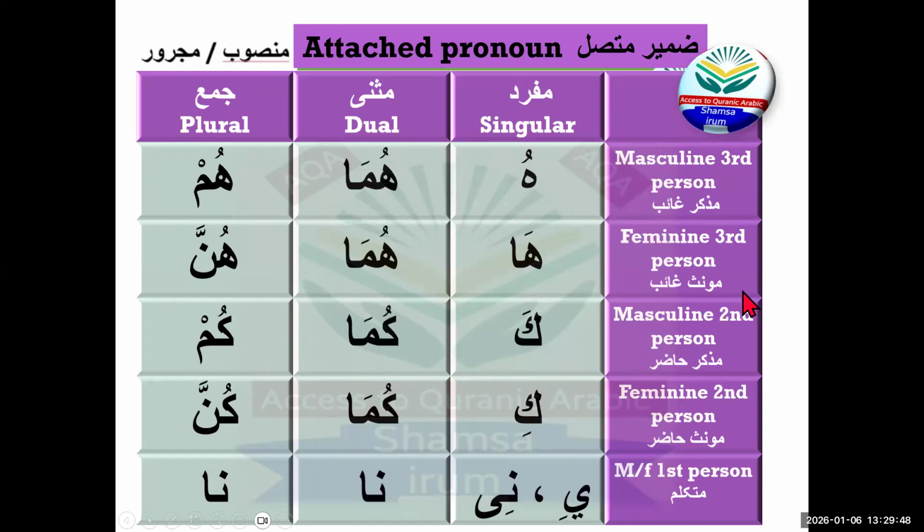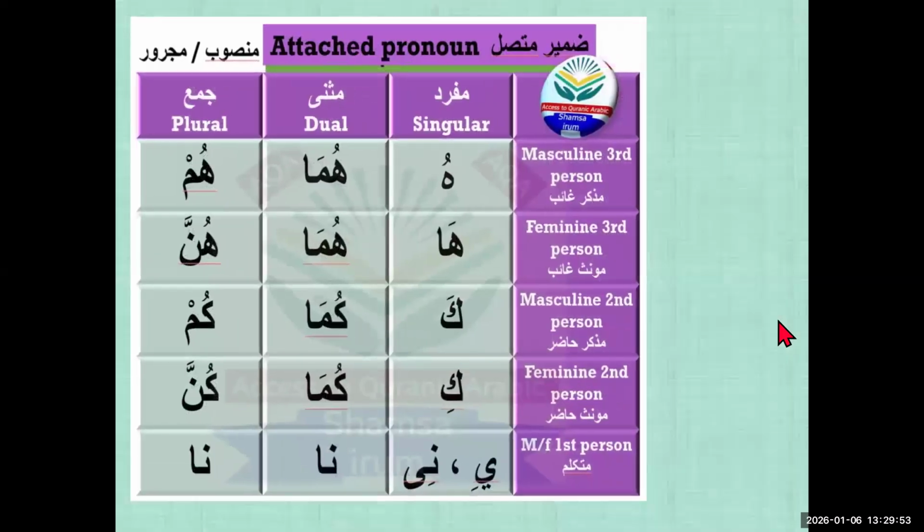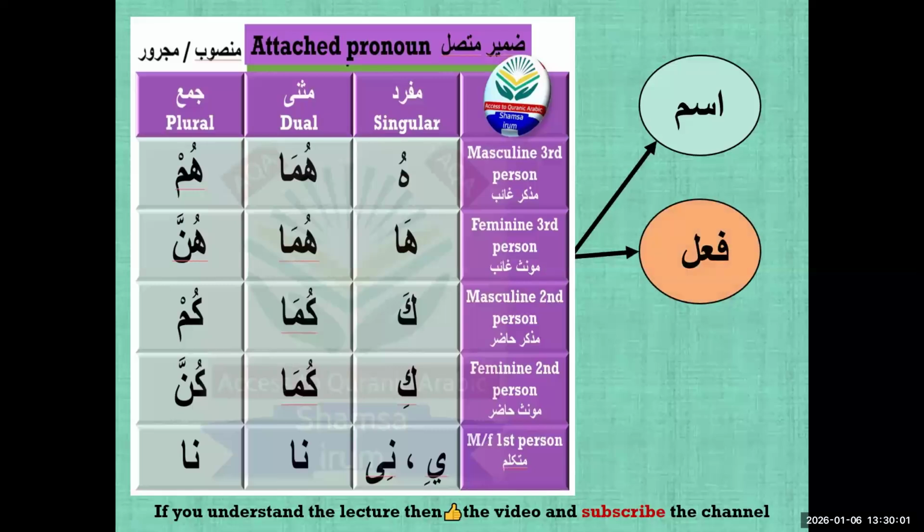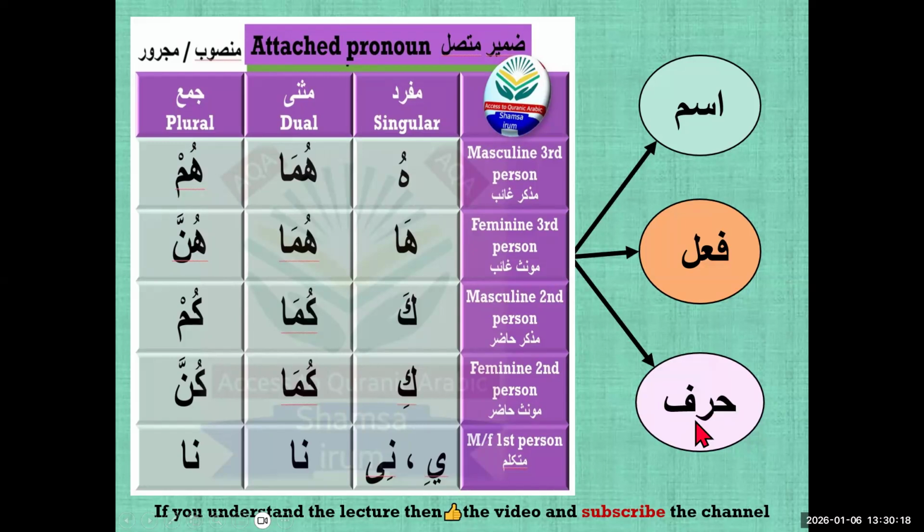You are already familiar with all these pronouns, and I will squeeze the chart because I want to explain that these attached pronouns can be attached with ism, noun, with fa'il, verb, and with harf, particles. In today's lecture, we will use harf again. In my last lecture, lecture 14, we used the harful jar with these pronouns, and today we will use harful nasiba, haruf mushabba bil fail, with all these pronouns.